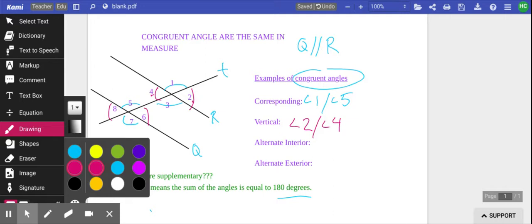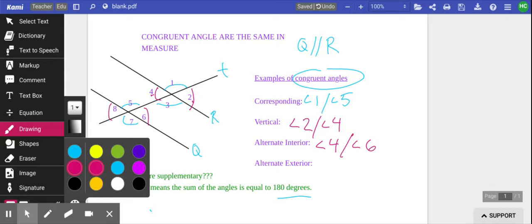Alternate interior just means that they are inside the parallel lines, so they have to be inside Q and R, but they're on opposite sides of the transversal. Remember, they have to be congruent. So angle 4 and angle 6, and 3 and 5.